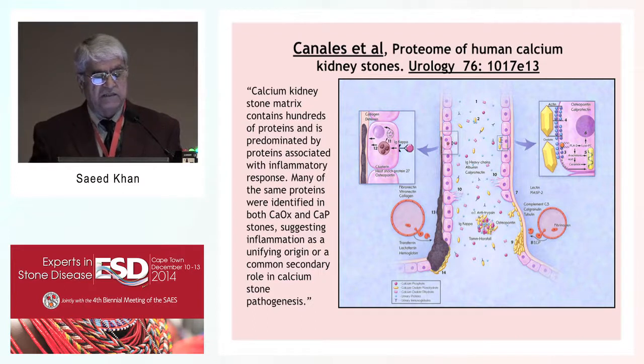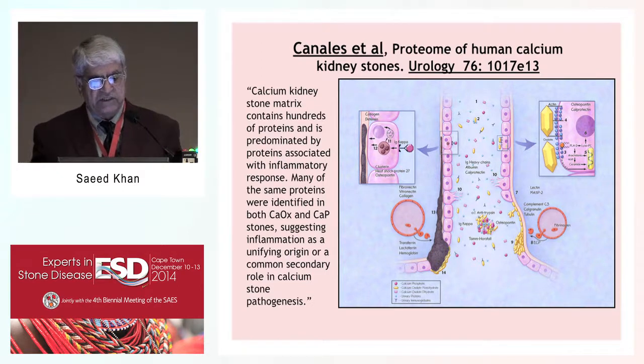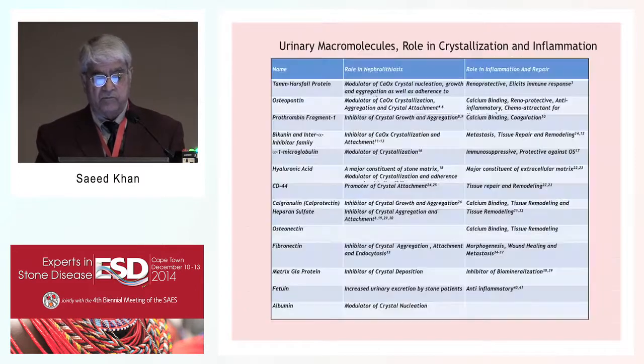Their conclusion is that calcium kidney stone matrix contains hundreds of proteins, hundreds, and is predominated by proteins associated with inflammatory response. Many of the same proteins are identified in both calcium oxalate and calcium phosphate stones, suggesting inflammation as a unifying origin or a common secondary role in calcium stone pathogenesis.